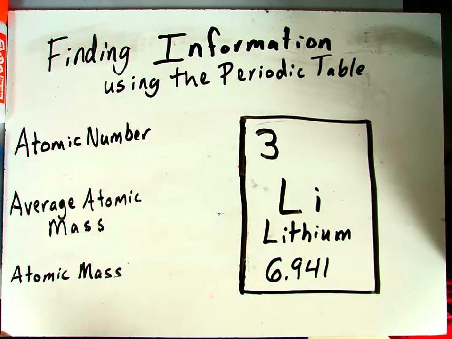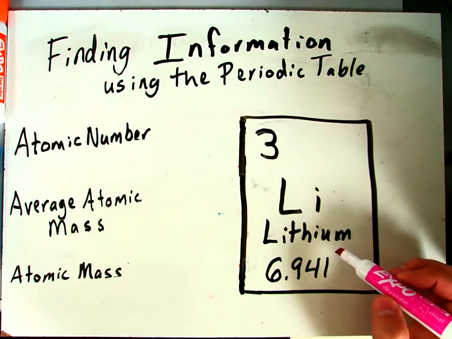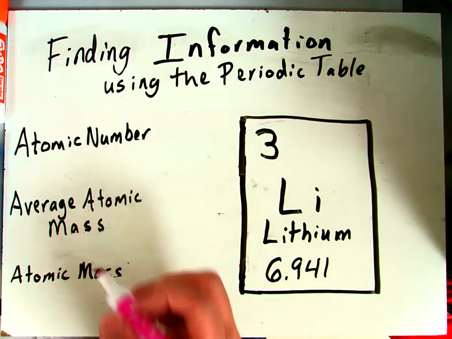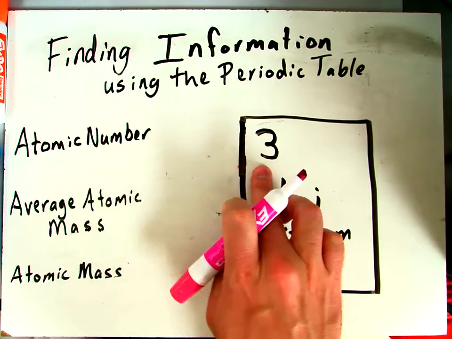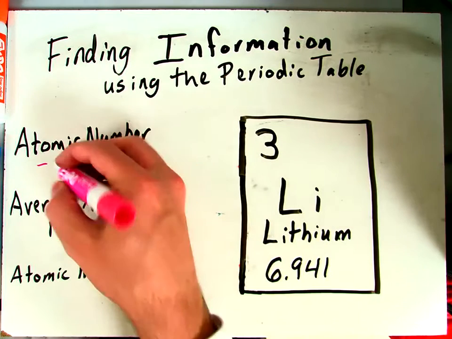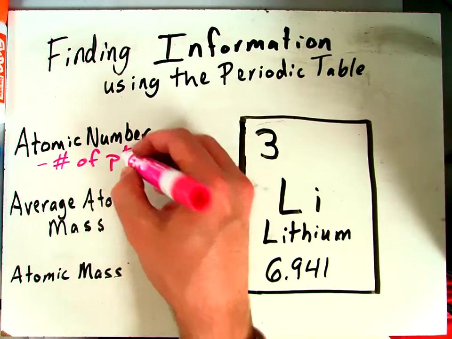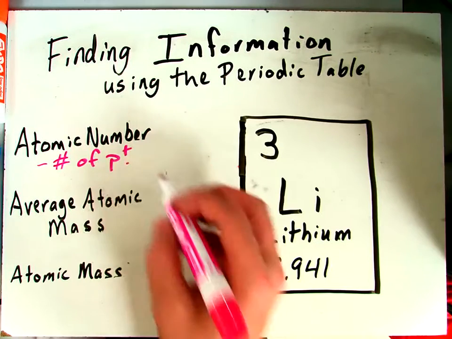So for this video, I want to talk about finding information using the periodic table. Now the easiest things to find are the symbol and name of the element. After that, the most important one is the atomic number. So the atomic number is different for every element, and it tells you the number of protons. I'm just going to use P plus to stand for protons.